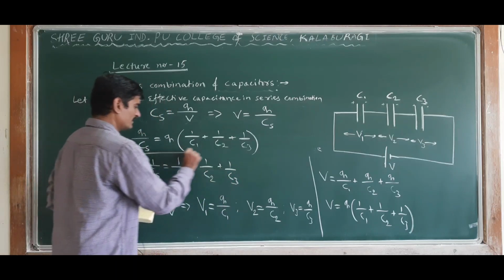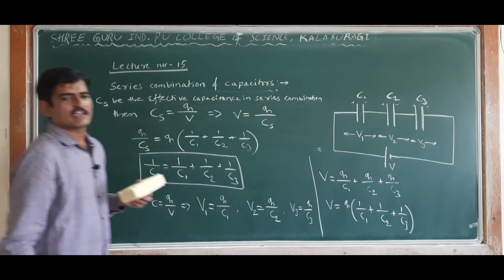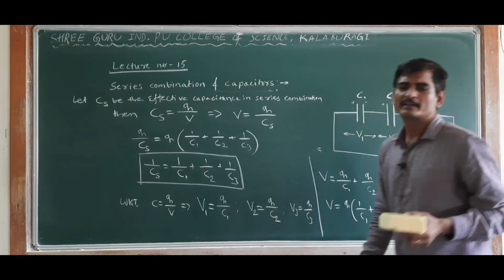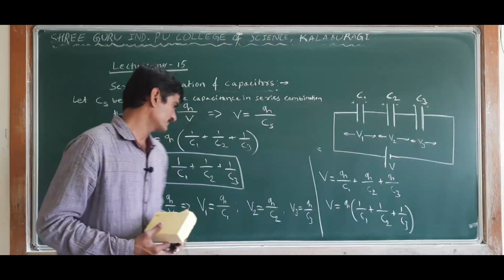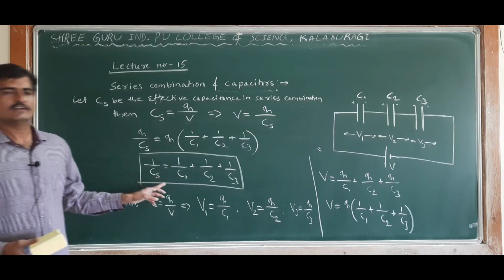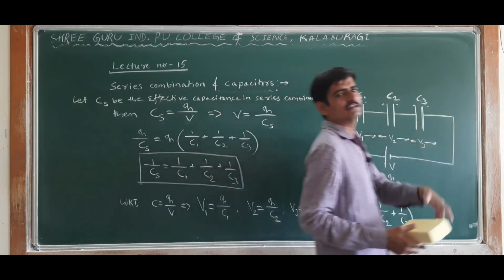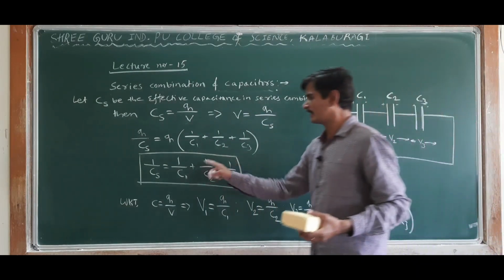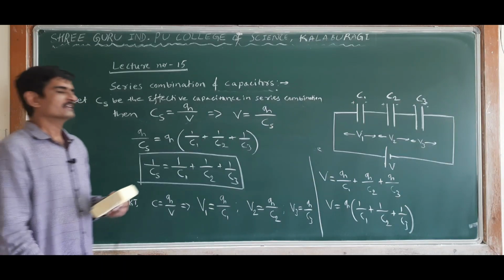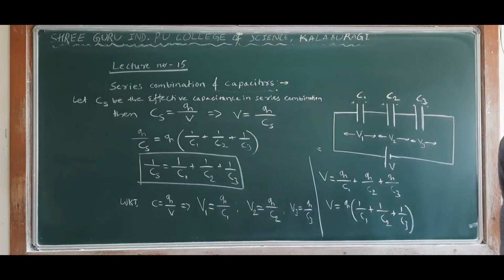So this is the series combination of capacitors, where CS is called effective capacitance in series combination or equivalent capacitance in series combination. C1, C2, C3 are three capacitors connected in series. So the formula comes out to be 1 by CS is equal to 1 by C1 plus 1 by C2 plus 1 by C3. Understood? So this is a series combination of capacitors.